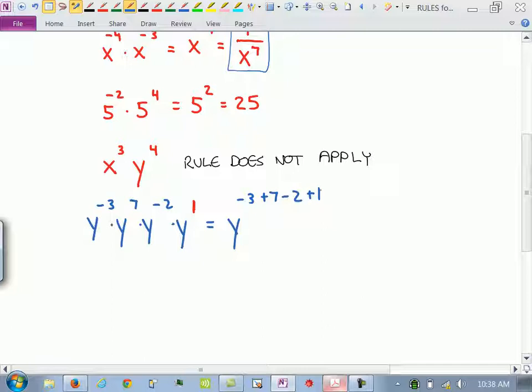So what's negative 3 plus 7 minus 2? What is that? y to the 3rd power. You just add up all these numbers and you should get a 3. So y cubed is the answer.